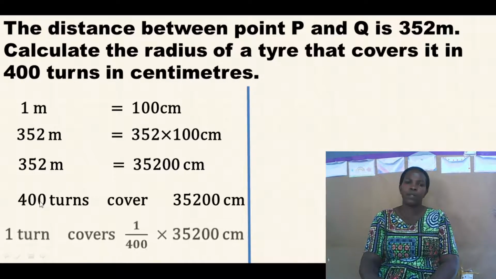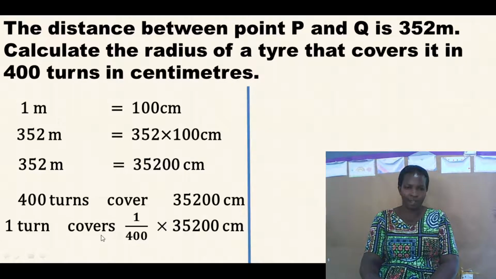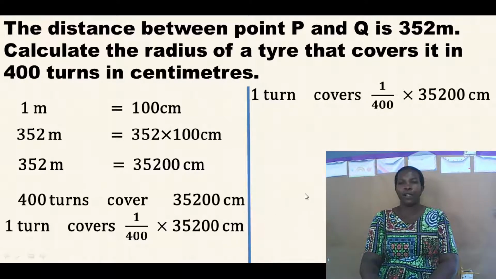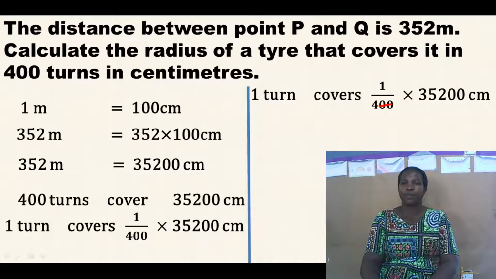Now, how about 1 turn? 1 turn covers 1 out of 400 times 35,200 centimeters. Let me hope you are all following. So at this stage, we shall cancel those 2 zeros with those 2 zeros. Our next step is to divide using 4, because 4 is a common factor. So we shall cancel 4 divided by 4, and we come up with a 1.